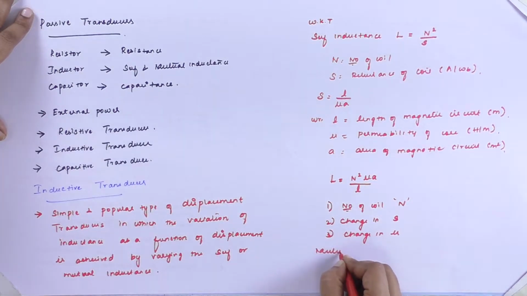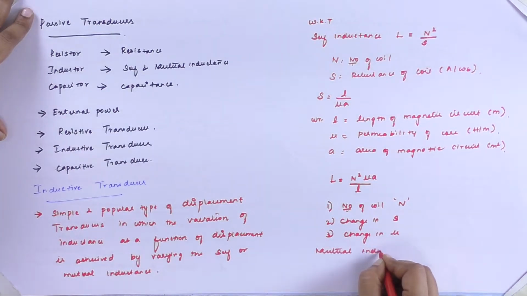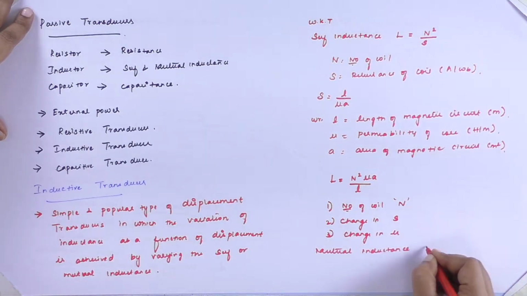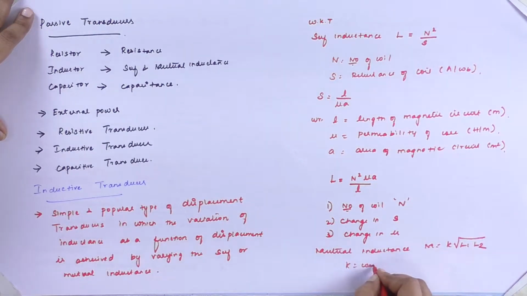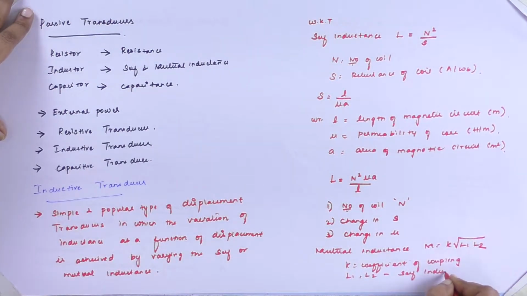Next one is the mutual inductance. You know that mutual inductance is represented as M is equal to K into root of L1 L2, where K is the coefficient of coupling, and L1, L2 are the self inductances of the coils. So the mutual inductance M can be varied by varying the self inductance of the coils L1, L2 and the coefficient of coupling K.